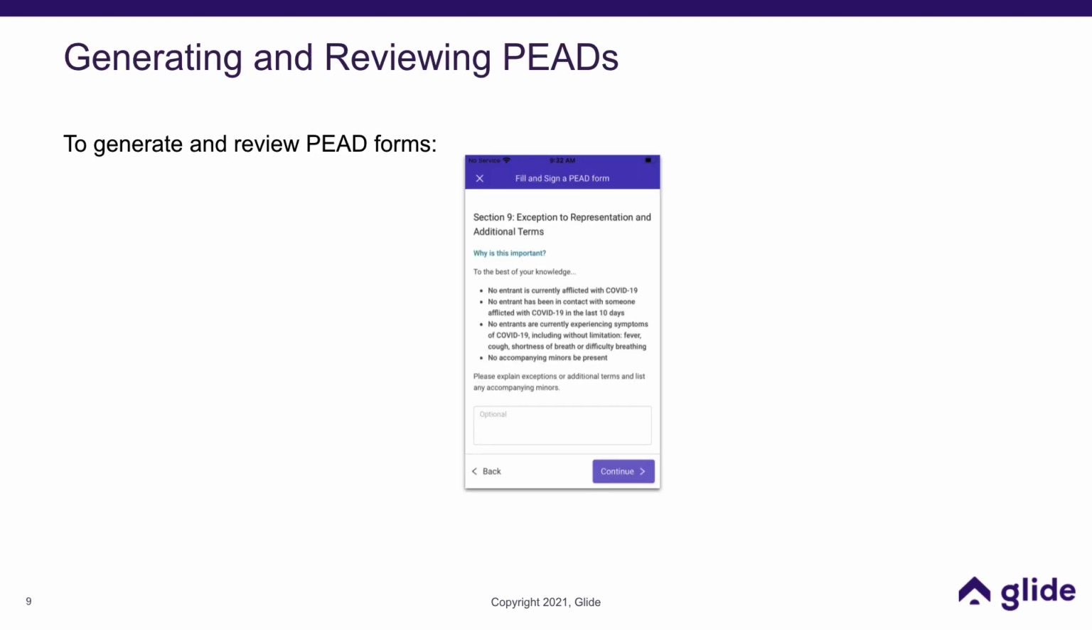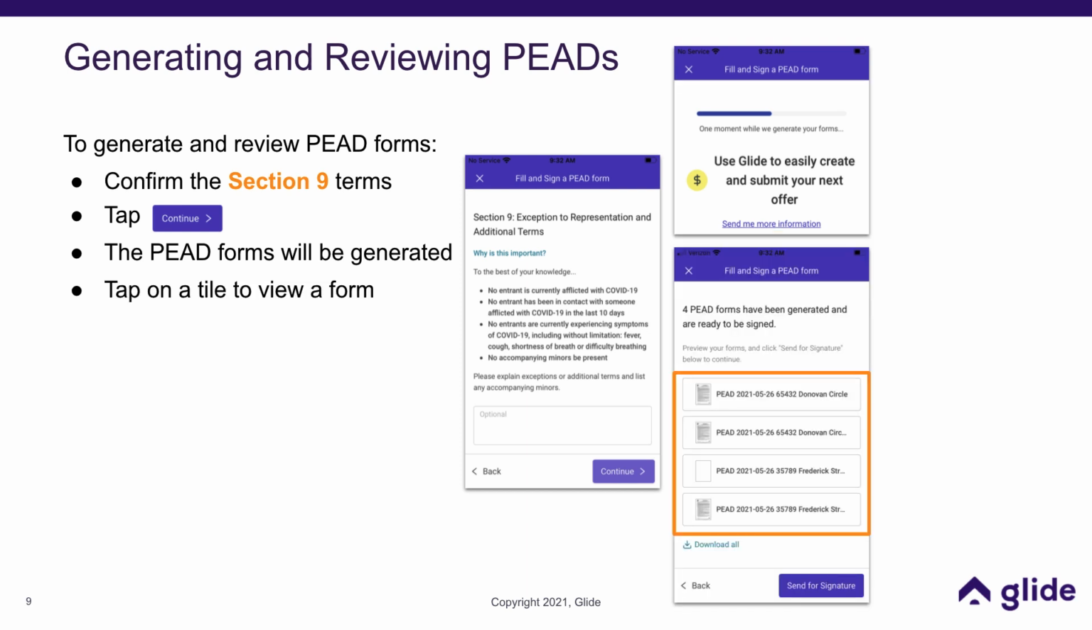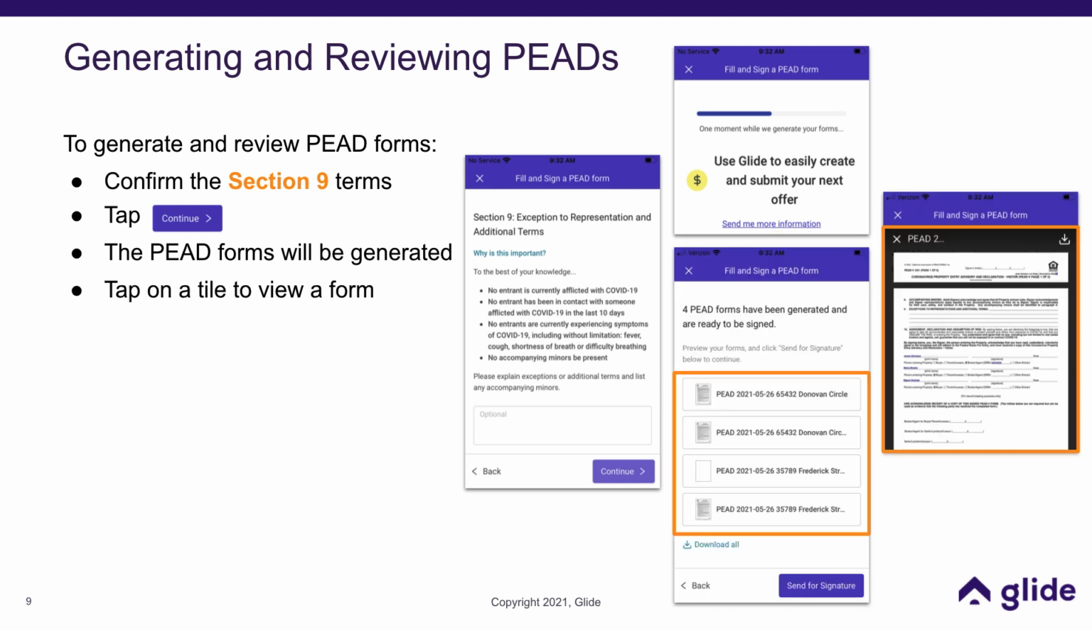Next, you will need to confirm the Section 9 terms, which are located on the bottom third of the PEAD form. Once you tap Continue, the PEAD forms will be automatically generated. Once they finish generating, you can tap on a tile to view all of the available forms.